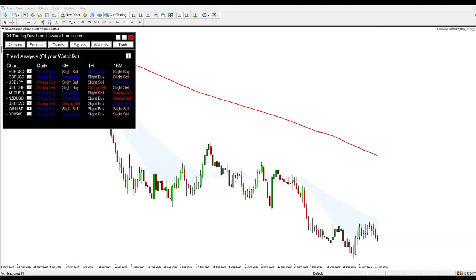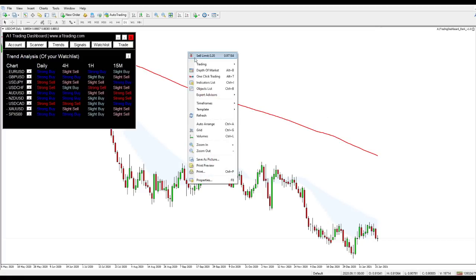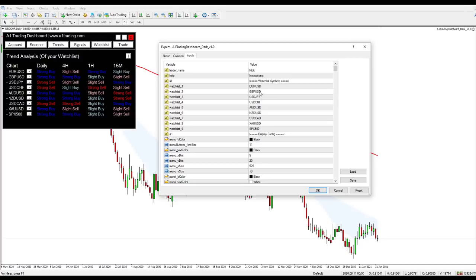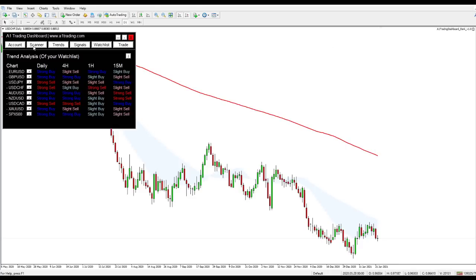For those of you guys who do have this tool, the A1 Trading Dashboard, you can actually adjust your watch list at any time just by going to the expert properties and changing these to whatever you want. So you can see I made the change to add in gold and S&P, and then I just applied those changes, and now on the trends tab, I can see those markets shown as far as what the overall indication of that market is.